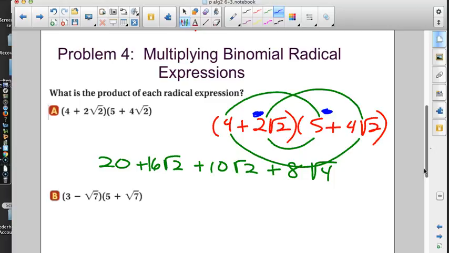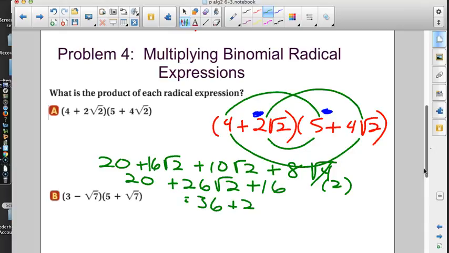Well, now we're going to go back and simplify. Let's see, 20, that's about as simple as that gets. But in the middle there, I've got some like terms I can combine. 16√2 and 10√2 is 26√2. And 8 times √4, that's silly because that's a 2. So that's 16. And now I can put the 20 and the 16 together and get 36 + 26√2. So there is our answer, as simple as it gets.